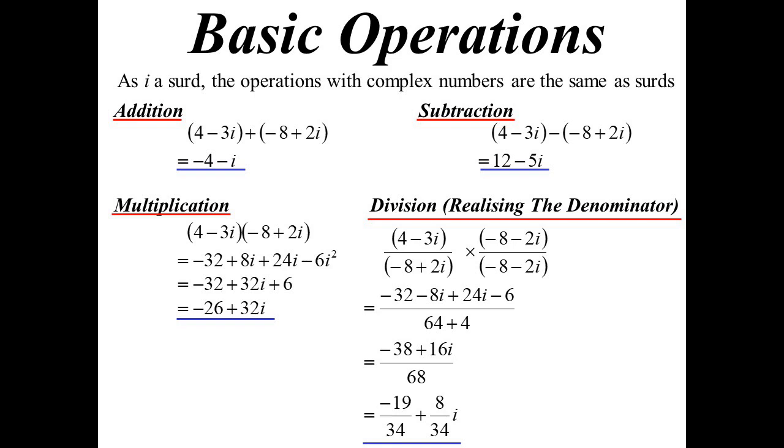And if they were to say, write it in the form x plus iy or something like that, they're saying to you, yeah, I want you to write it in two parts. So you wouldn't leave it as a single fraction. You would actually break it up and say, oh, this is the real part, this is the imaginary part. So minus 19 on 34 plus 8 on 34i.